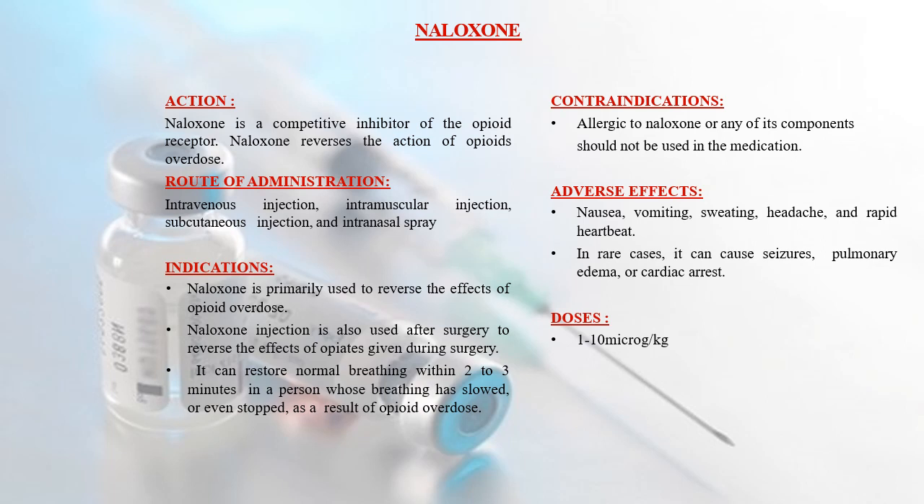Contraindications of naloxone: it is contraindicated in patients who are allergic to naloxone or any of its components. Adverse effects of naloxone: nausea, vomiting, sweating, headache, and rapid heartbeat. In rare cases, it can cause seizures, pulmonary edema, or cardiac arrest. The dosage of naloxone to be given is 1 to 2 microgram per kg.